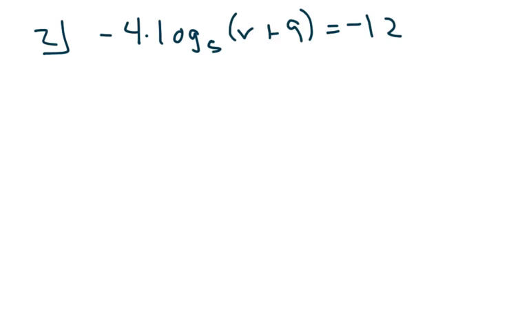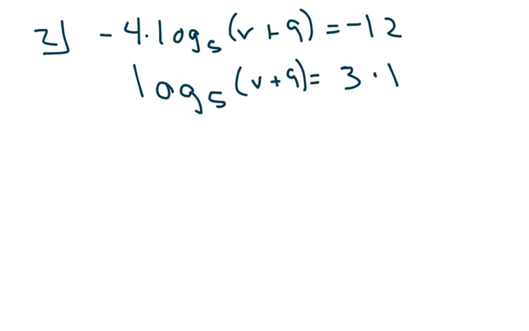Number 2, we have -4 times log base 5 of v plus 9 equals -12. So first thing I'm going to do is divide both sides by -4. We get log base 5 of v plus 9 equals 3. Now, since we don't have a log base 5 on both sides, I'm going to go ahead and multiply this by 1, which in log land will be log base 5 of 5. We want the bases to be the same here.